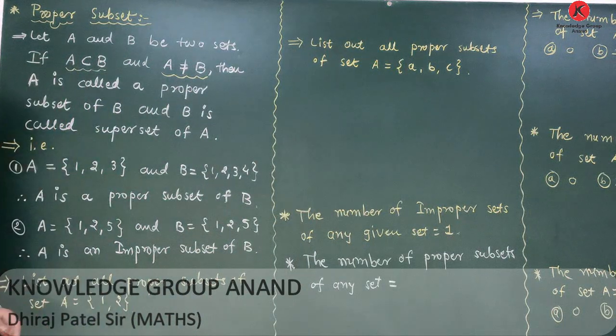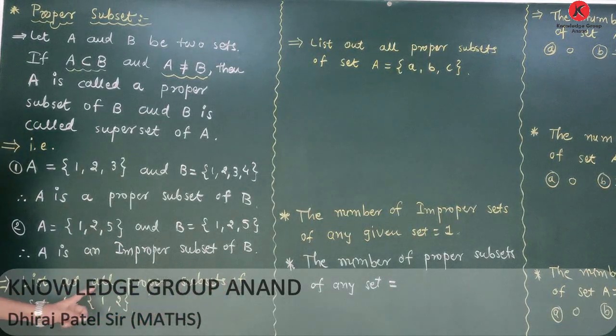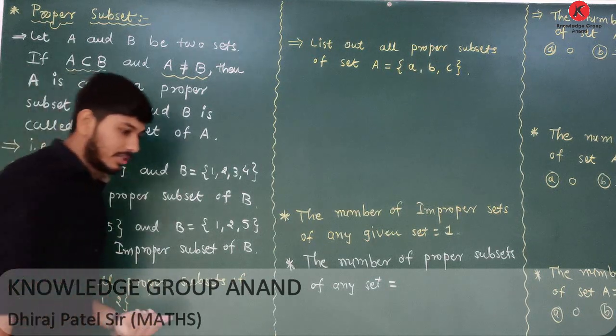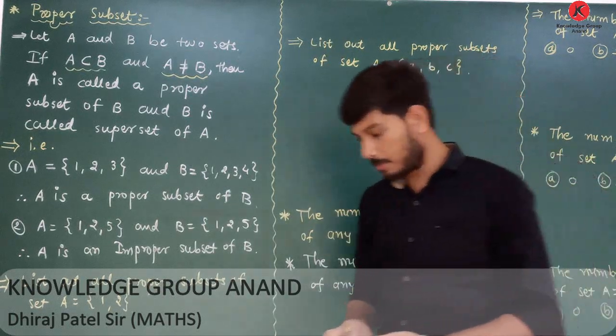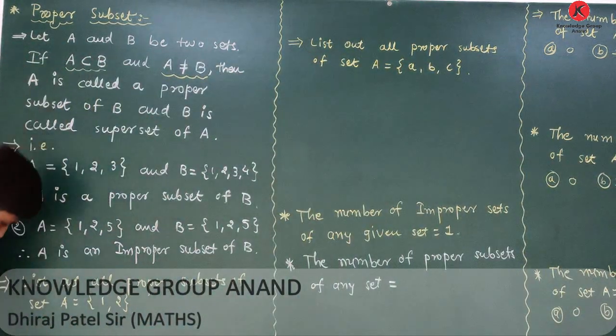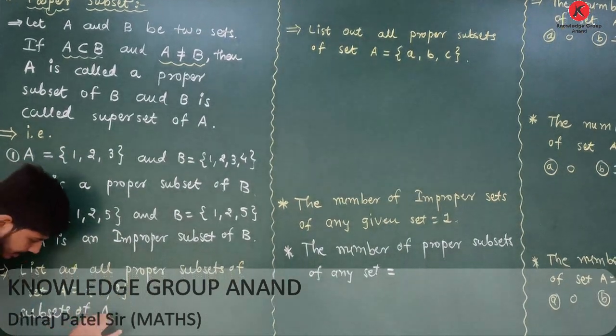Now, I am giving some examples related to this topic which are not given in your textbook. So see here, list out all proper subsets of set A which equals {1, 2}. First of all, I am listing out all the subsets of set A.